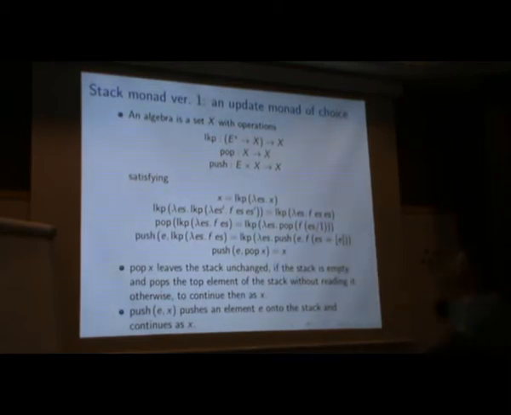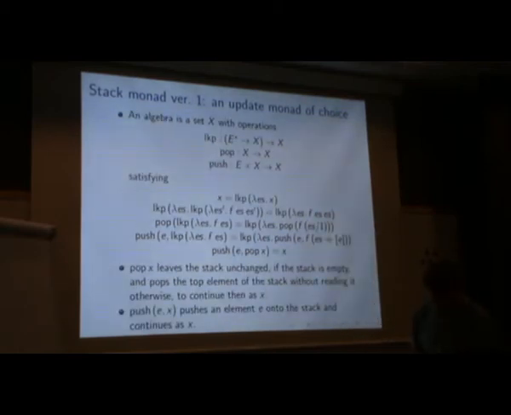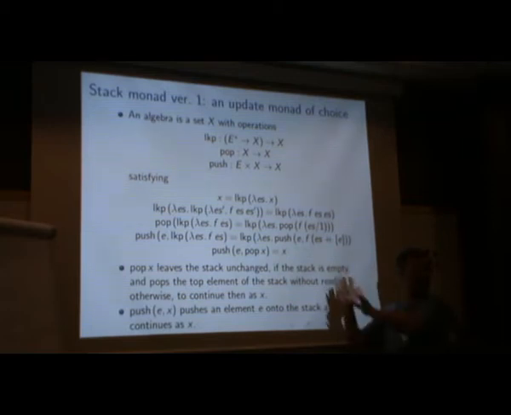Here are the axioms that you want, that give you an algebraic theory that corresponds to exactly this monad. I got some questions from the referees that I want to answer now. So someone said these are not the right axioms. There are axioms missing. And I want to say, no, these are exactly the right axioms.